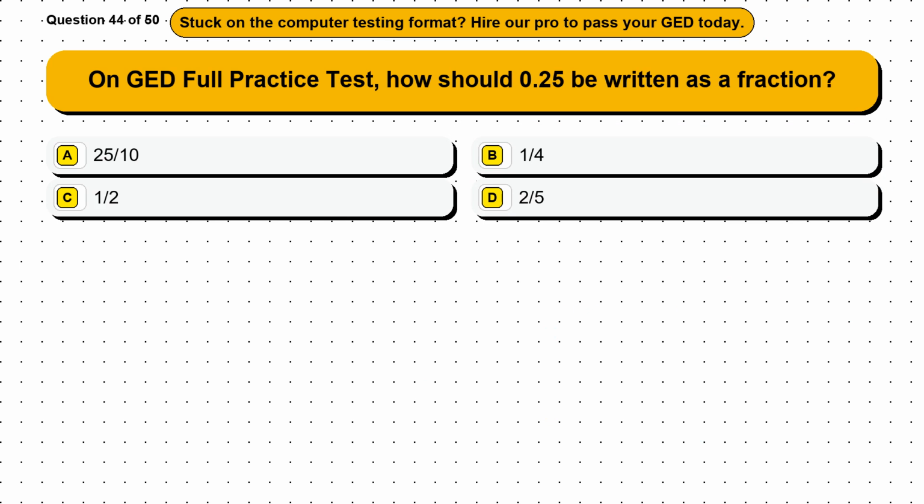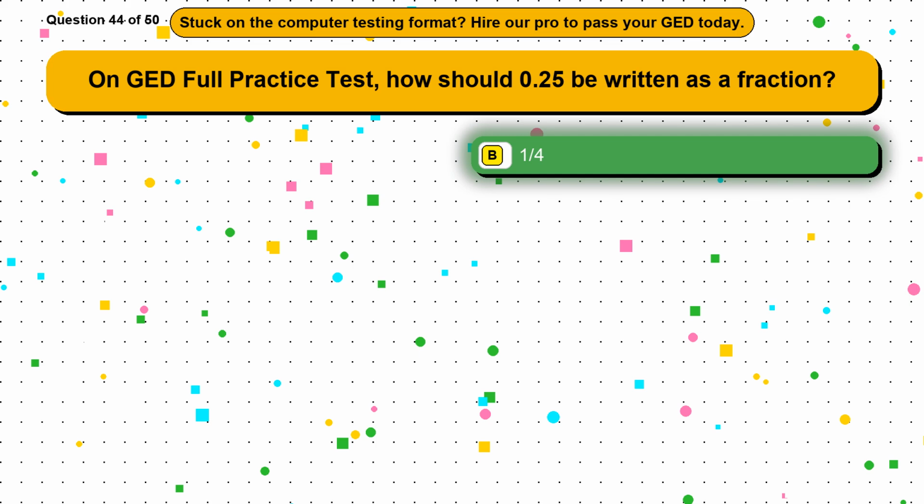Question 44. On GED Full Practice Test, how should 0.25 be written as a fraction? Option A, 25 tenths. Option B, 1/4. Option C, 1/2. Option D, 2/5. The correct answer is option B, 1/4.